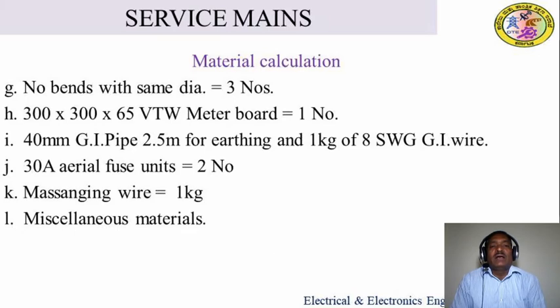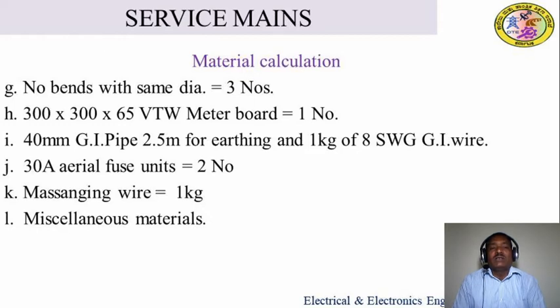Again, 300 into 300 into 65 1/6 Teakwood meter board, that is one number for fixing the energy meter. And next, 40 mm GI pipe 2.5 meter for earthing, and 1 kg of 8 SWG GI wire should be required. So here, to make the earthing, to carry the fault current or leakage current to the ground, to make the earthing point we require a 40 mm GI pipe with 2.5 meter length and 1 kg of 8 SWG GI wire for earthing.